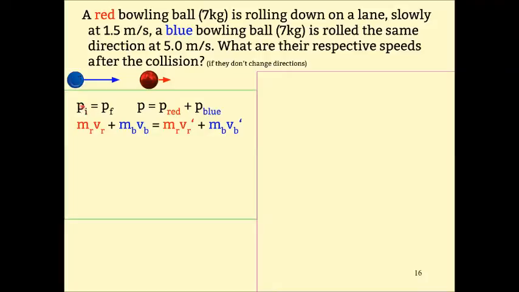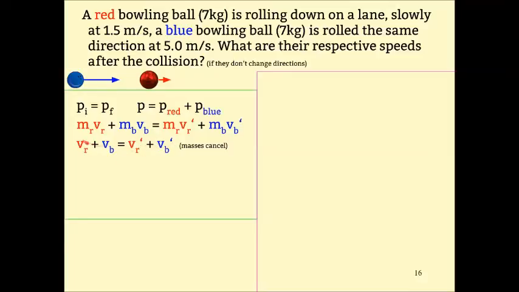At the beginning, the initial momentum is the mass times the velocity of the red ball plus the mass times the velocity of the blue ball. And that's going to equal the mass times the velocity prime of the red and the mass times the velocity prime of the blue. Okay, so that's all coming off of the conservation of momentum line. Because this is 7 kilograms and that's 7 kilograms, we can cancel out all the masses, and then we end up with the velocity of the red plus the velocity of the blue is equal to the velocity prime of the red plus the velocity prime of the blue.